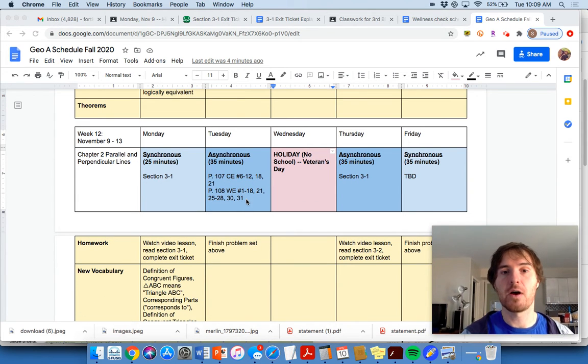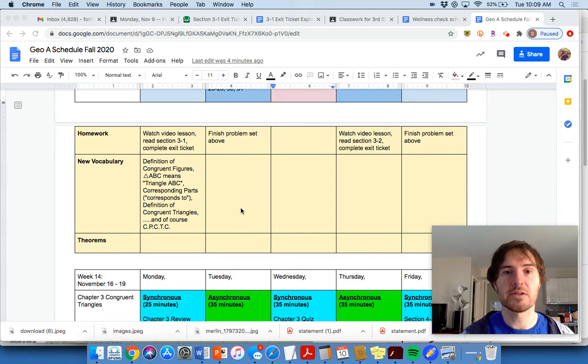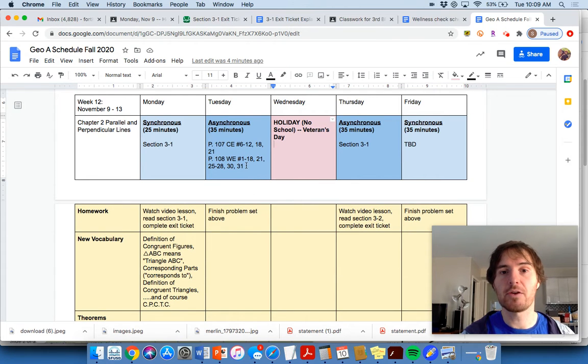Here are all the problems. I'm not going to go over all the problems. Like I'm not going to go over number 6 through 12 for the classroom exercises, although I'll go through 10, 11, and 12. I'm not going to go through 18. I'm going to go through 21.